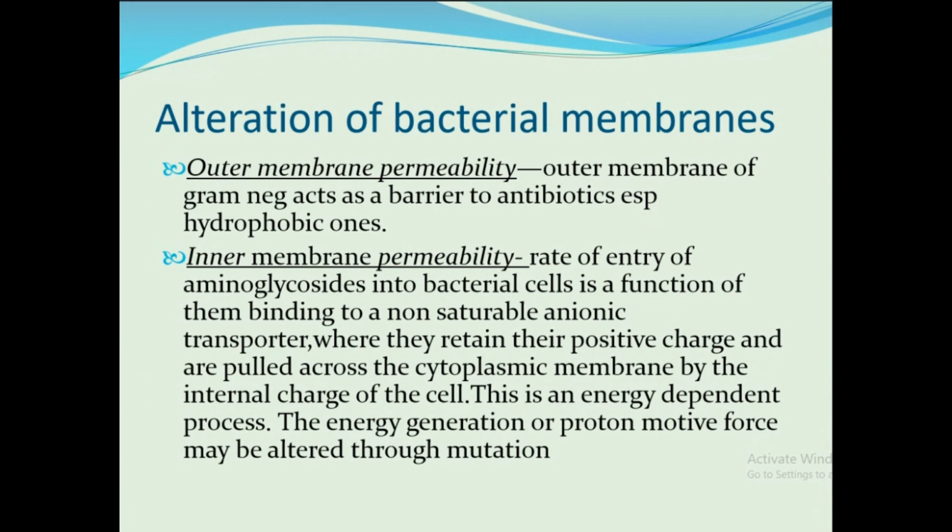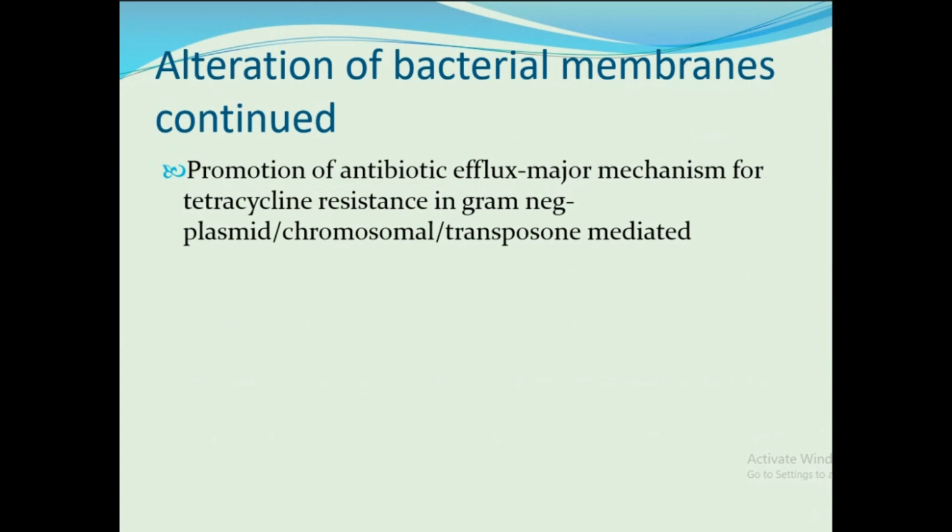So there are two layers, which are the outer and the inner ones. Basically, they have multiple changes to the cytoplasmic membrane and will have this mutation throughout, and this is what we have been facing right now, why there is so much resistance in the microorganisms. And promotion of antibiotic efflux is a major mechanism for tetracycline resistance in gram-negatives, plasmid or chromosomal transposon mediated. So there are alterations at multiple levels that are basically the leading factors for this antimicrobial resistance.